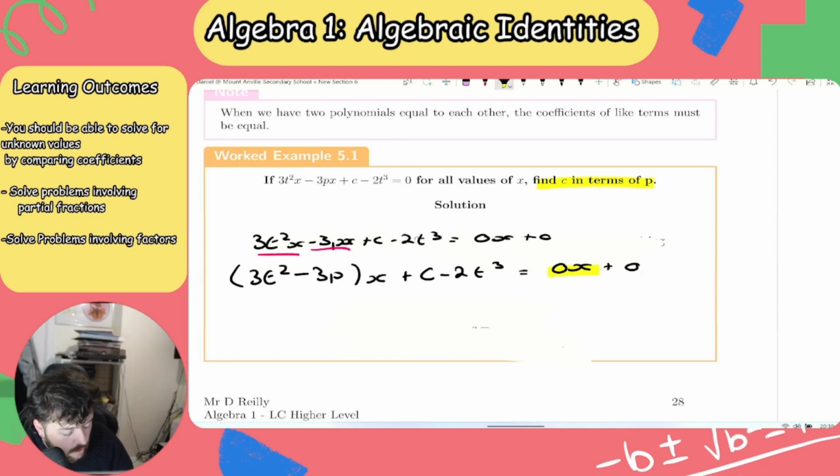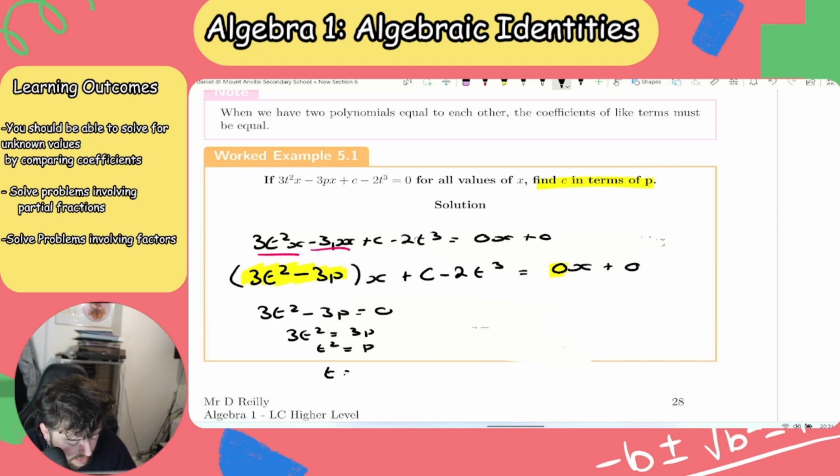So I'm going to equate my coefficients here. My coefficient of x is 0. So therefore, 3t squared minus 3p has to equal 0, because these coefficients have to equal each other. So I have 3t squared is equal to 3p. I have t squared is equal to p. t is equal to square root p. My answer is square root of p.